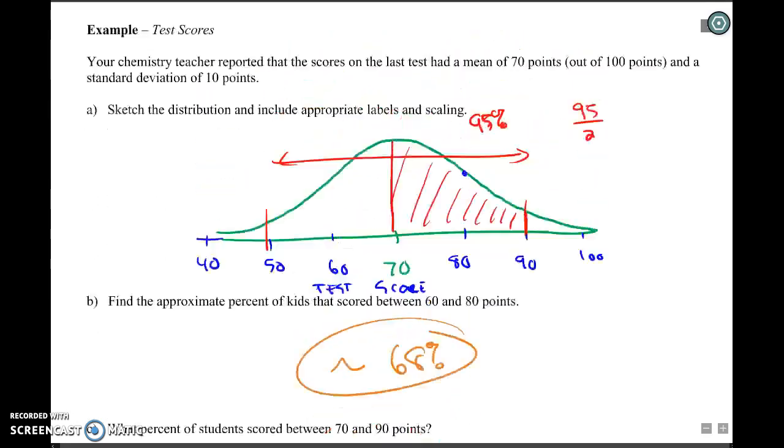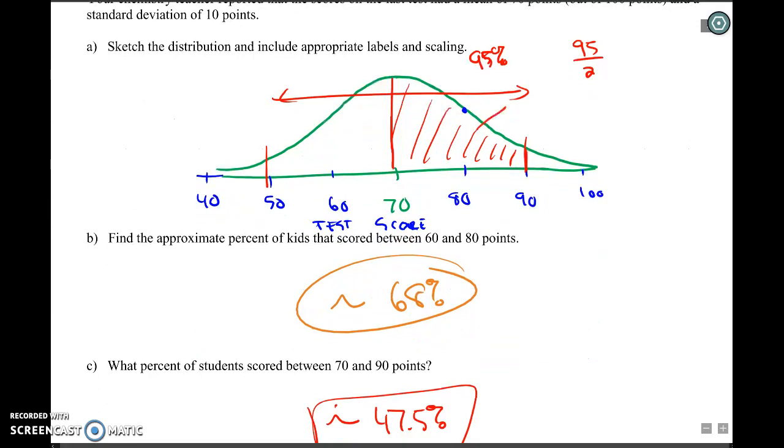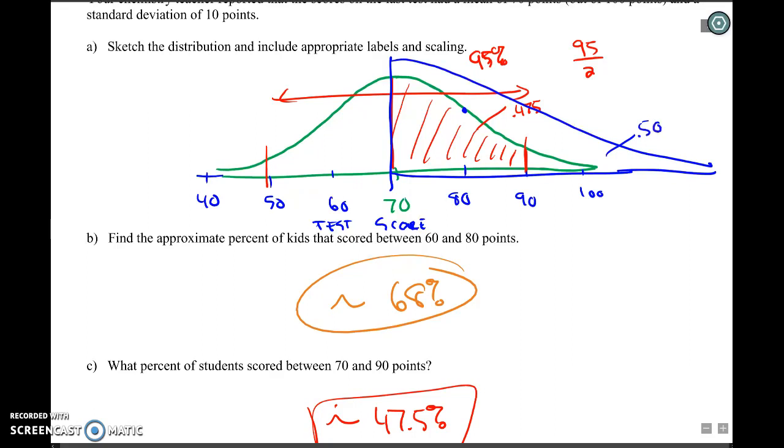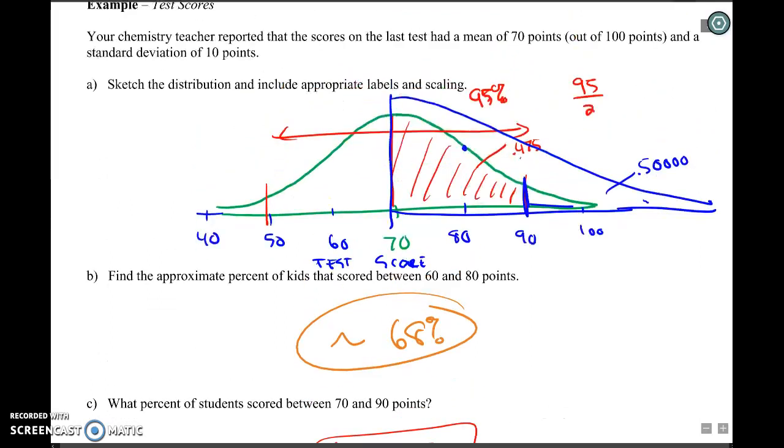How about above 90? Well, we just said this was 0.475. Because this is symmetric, I know that from here to infinity is going to hold exactly 50%. Well, if I want 90 or above, I could just take this 50% and subtract this 0.475.